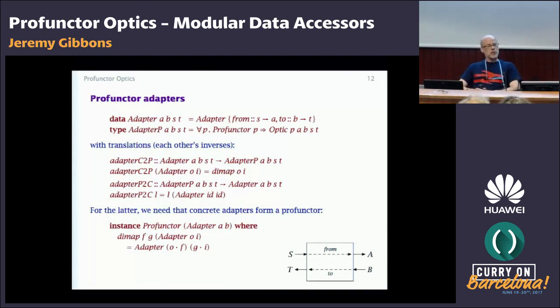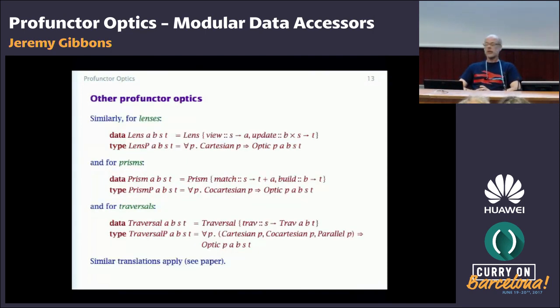So that's the Profunctor representation of adapters. It's a higher order function, if you like. It turns one kind of transformer into another kind of transformer. What about the other ones? Well, it's the same trick. And I'm not going to show the definitions. I'm just going to show the types. Once you've got the types, you can work out what the definitions are, perhaps.